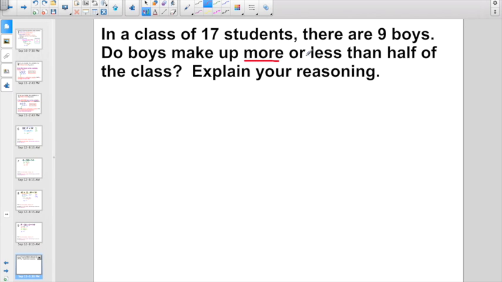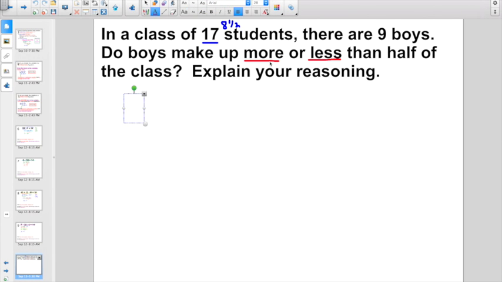So to start off with, you only got 2 ways of answering it. Either they are more than half the class, or they are less than half the class. And you're going to have to start off thinking about what half of 17 is. 17 is an odd number, so half of it won't be a whole number. Half of 17, let's think about it. Half of 16 is 8. So half of 17 would be 8 and 1/2, right?